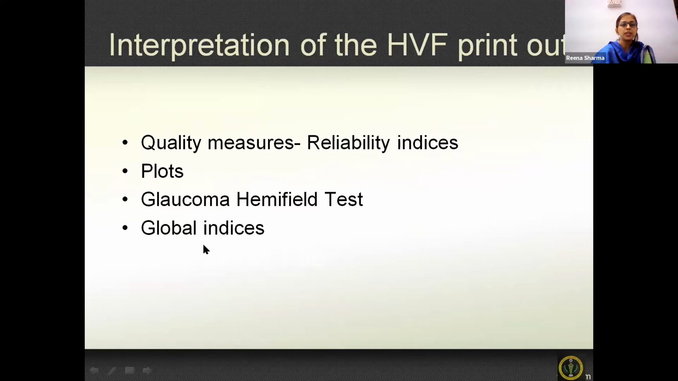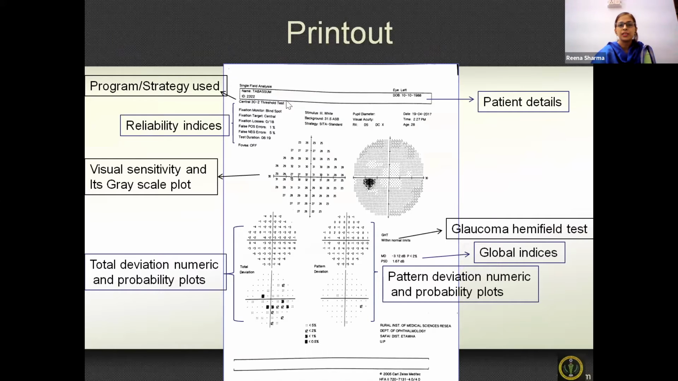The four primary areas that an HVF printout can be divided into include the reliability indices, which are mentioned on the right top corner, the various plots, the glaucoma hemifield test, and the reliability indices. Apart from that, very important information is given on the top of the visual field printout, and these include the identity of the patient, the eye that was examined, and the date of birth of the patient, very important because the machine compares the data of the patient with the age-related normative database, and the stimulus, background, strategy that is used, visual acuity, and the refractive correction that has been given.